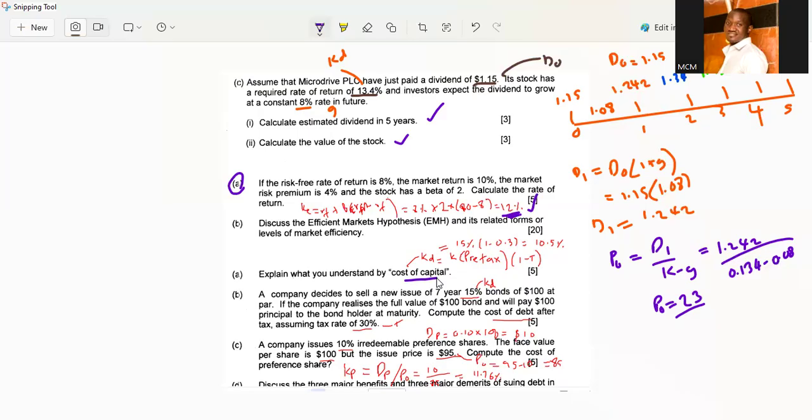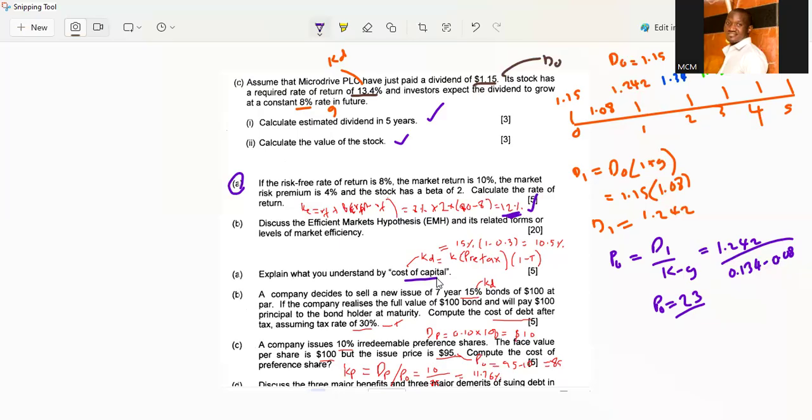Then cost of capital is basically the minimum return that a company must earn on its investment to satisfy its investors, its creditors, and also other capital providers. There are different types of cost of capital. We have cost of debt, which is what a company pays on borrowed funds. This one is tax deductible, meaning the after-tax cost has a tax shield. You multiply by 1 minus tax.